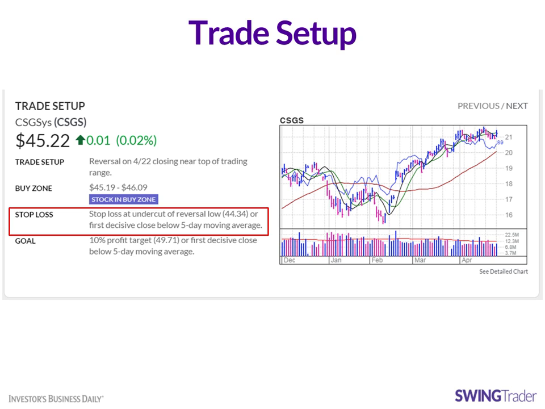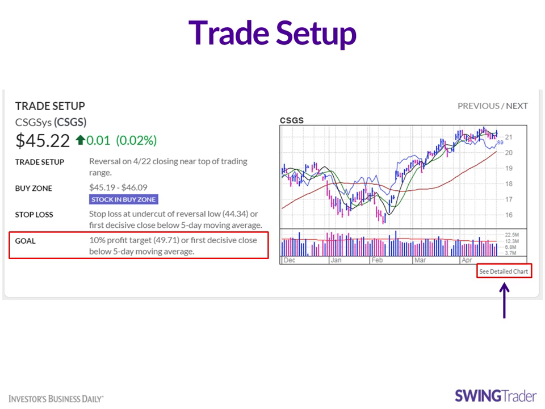Below that, we are going to have the stop loss. So in this case, this was a reversal. So of course, we're going to use the stop loss as an undercut of the reversal low. 44.34 was the price at this time. Now the first decisive close below the 5-day moving average is another option that we can use to prevent a loss from getting large. So we will be using that once the stock gets above that 5-day moving average. And then, of course, the goal is usually going to be a 10% profit target, and we'll give you the price target right there. Or, again, if this is a stock that's been running up, we might use the first decisive close below the 5-day moving average as well.